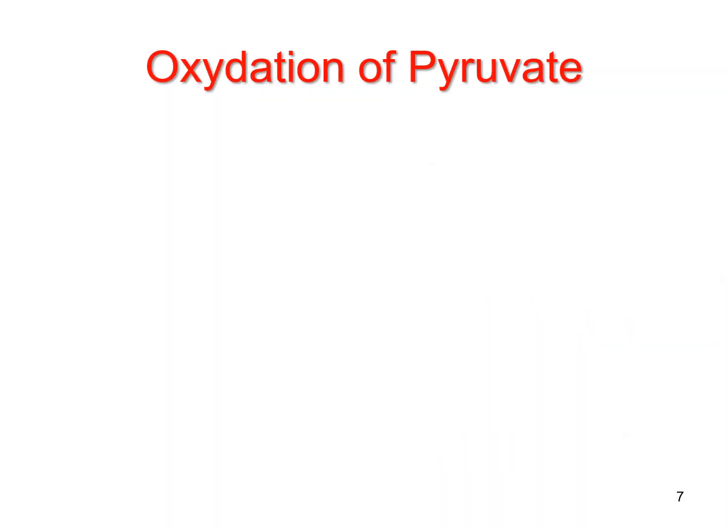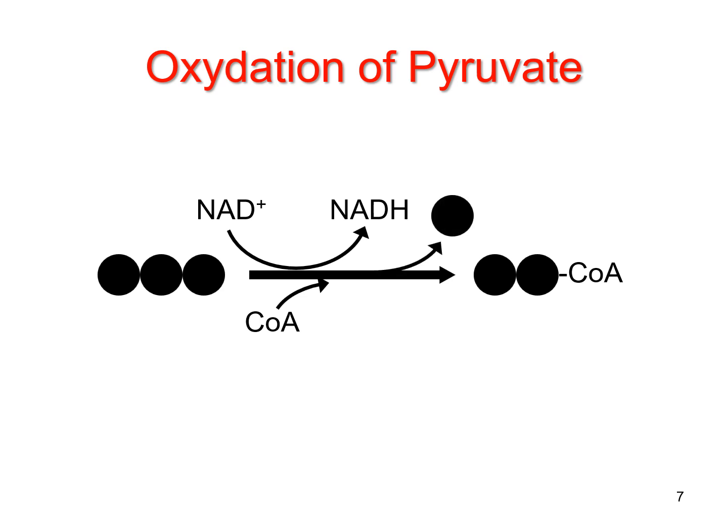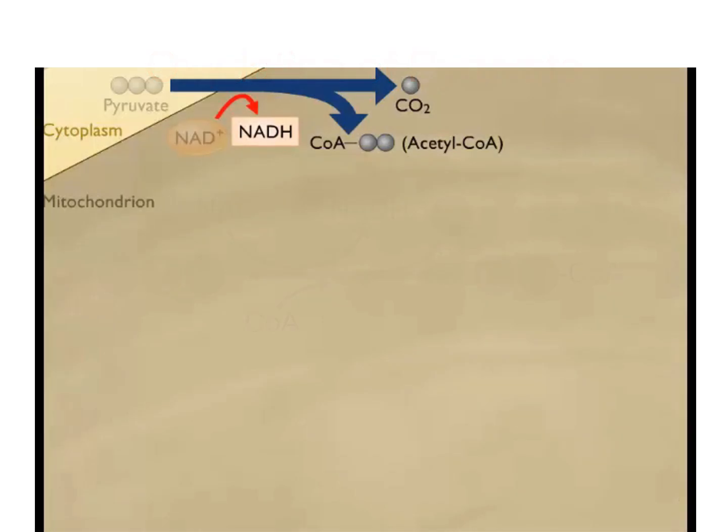Pyruvate oxidation occurs in the intermembrane space of the mitochondria. Pyruvate is converted into acetyl coenzyme A. This requires the investment of NAD+ and coenzyme A. This reaction forms NADH and carbon dioxide. The Krebs cycle occurs within the matrix of the mitochondria.